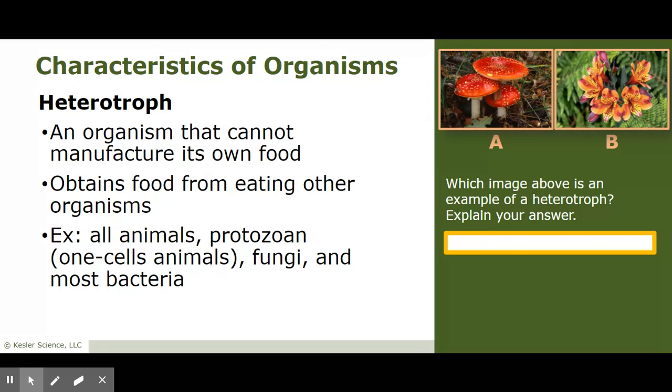Characteristics of organisms: heterotroph. A heterotroph is an organism that cannot manufacture its own food. It obtains food from eating other organisms. For example, all animals, protozoans, which are one-celled animals, fungi, and most bacteria.